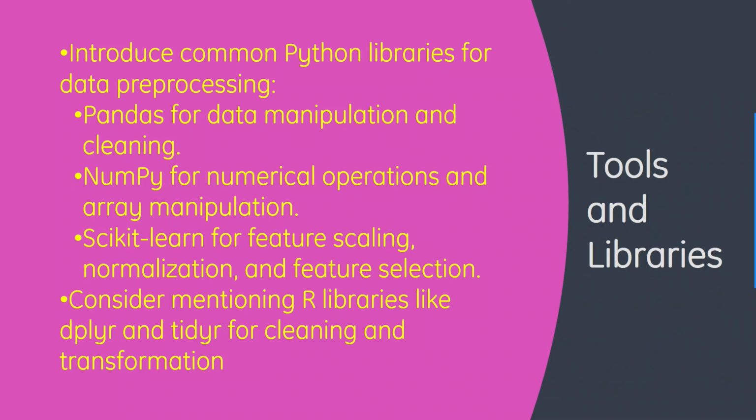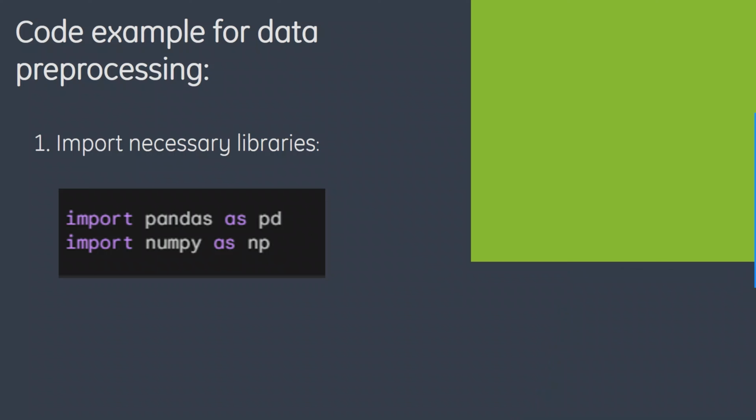So what are the tools and libraries used for data pre-processing? Firstly, we have common Python libraries for data pre-processing, which are pandas, numpy, and scikit-learn. Pandas for data manipulation and cleaning, numpy for numerical operations and array manipulation, scikit-learn for feature scaling, normalization and feature selection. Consider mentioning R libraries like dplyr and tidyr for cleaning and transformation. So for R coding, we use these two libraries as main libraries.